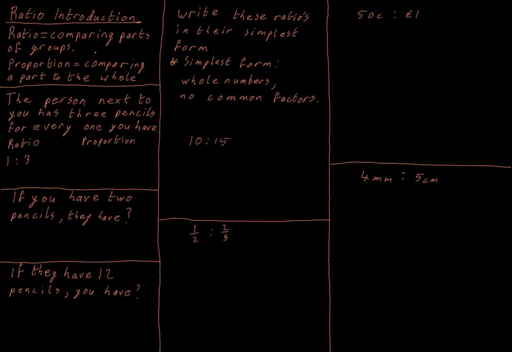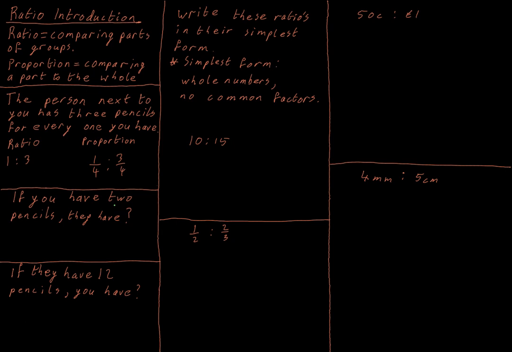How could we describe that in terms of the whole? Well, if for every 1 pencil you have, they have 3, that means I must be dealing with groups of 4. If you think about the smallest number of pencils we could possibly be talking about, we'd be talking about 4 pencils, because you have 1 of them and they have 3 of them. So the total we must be working out of is at least 4. It could be bigger than that, but it's at least 4. So a quarter of the pencils would be yours, and 3/4 of the pencils would be theirs.